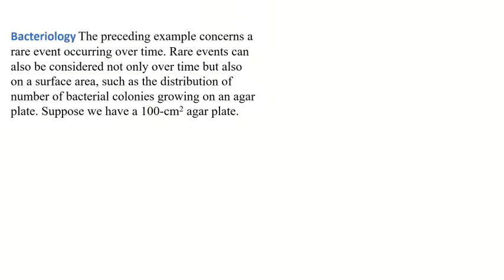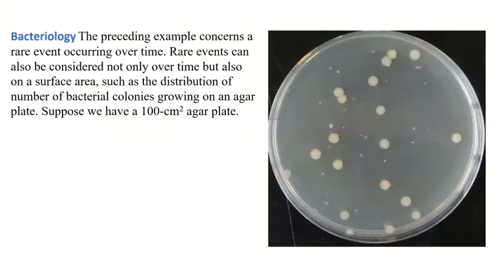So the preceding example concerns a rare event occurring over time. Rare events can also be considered not only over time but also on a surface area, such as the distribution of number of bacterial colonies growing on an agar plate. So suppose here we have a 100 square centimeter agar plate.